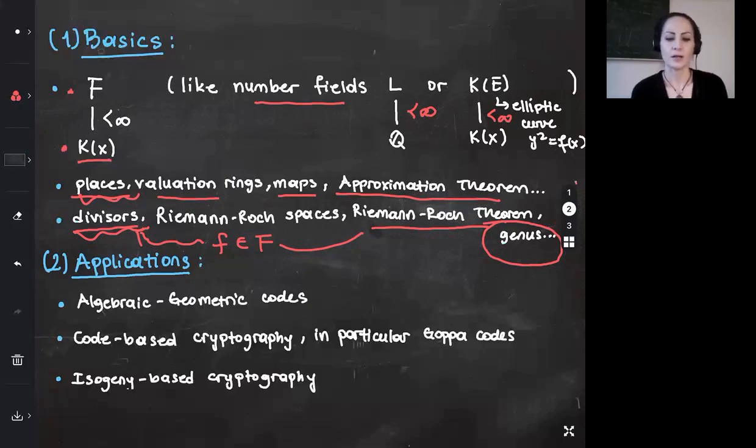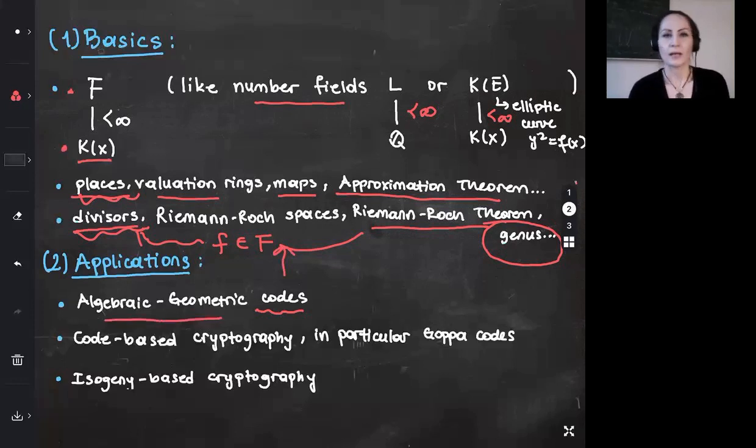And the second motivation is that they have nice applications. For instance, in algebraic linear codes, in coding theory, our main object will be a finite dimensional vector space over a finite field. And indeed, we will see that when we associate such a vector space to Riemann-Roch spaces, we can define what are called algebraic geometric codes.